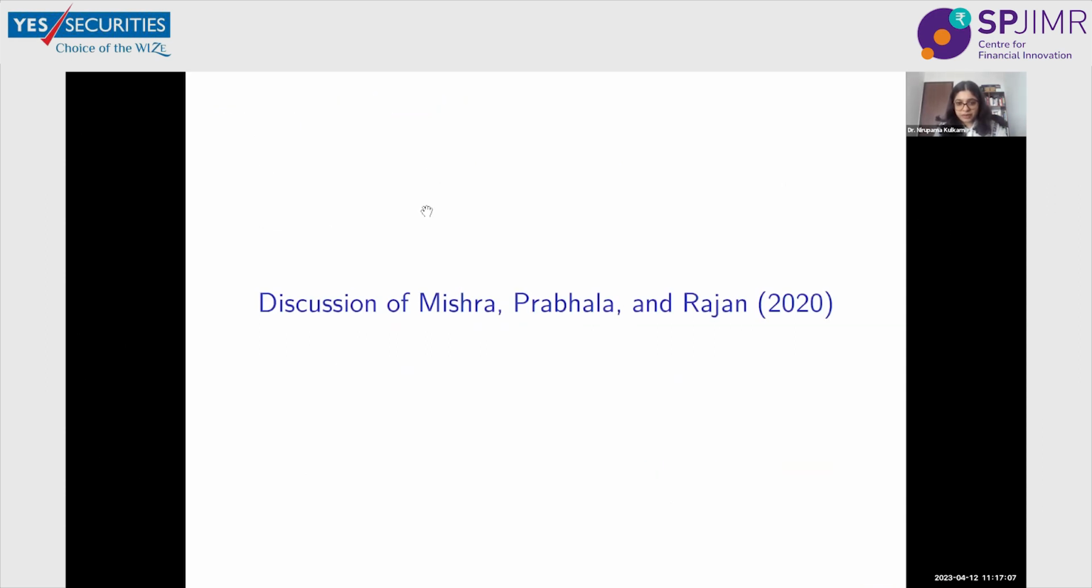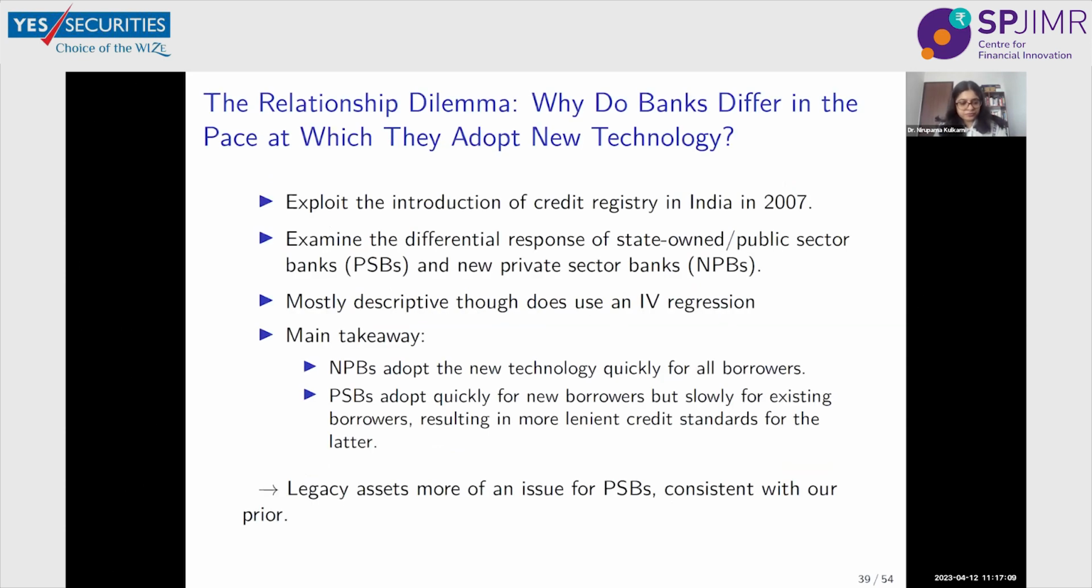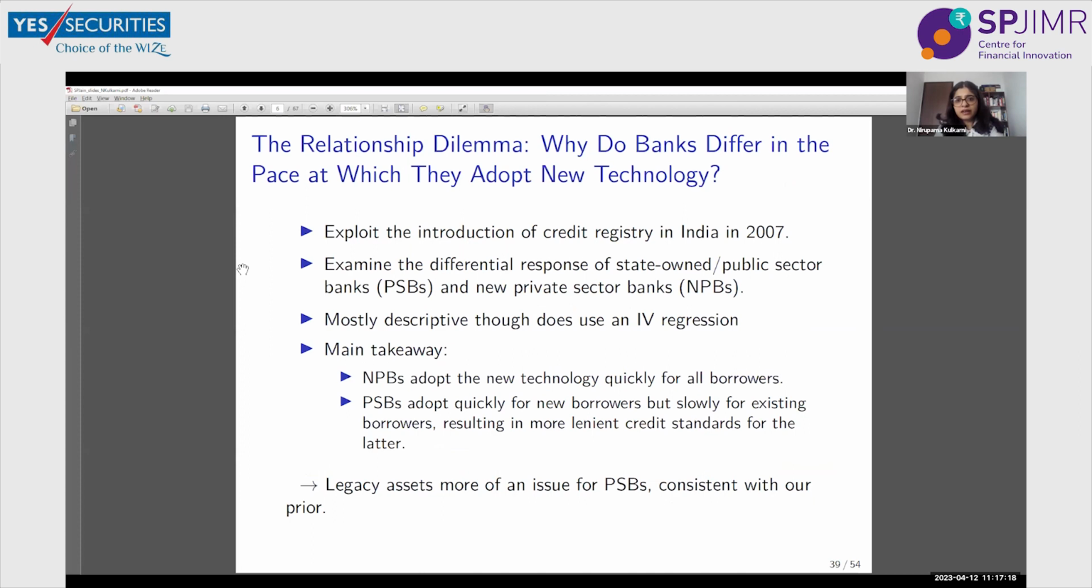Okay, so first this paper by Mishra, Prabhala, and Rajan. The idea in this paper was to look at why banks differ in the pace at which they adopt new technology. They look at the introduction of the credit registry in India in 2007, and they examine the differential response of state-owned banks versus the private sector banks. And within private sector banks, there are those more newly set up versus the older private sector banks. And this is almost a very pure descriptive paper.